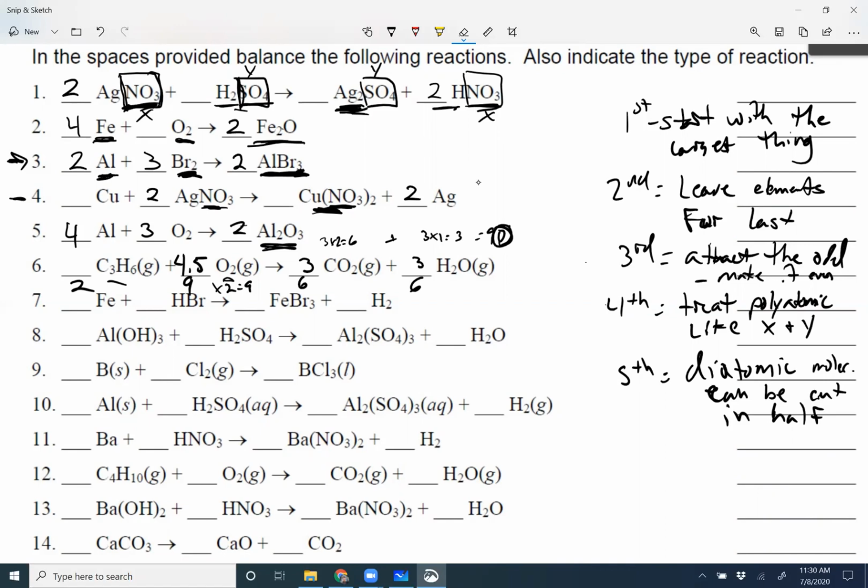You have a lot more examples in your classwork. I just like using this one. It's just a bunch of examples on top of each other.